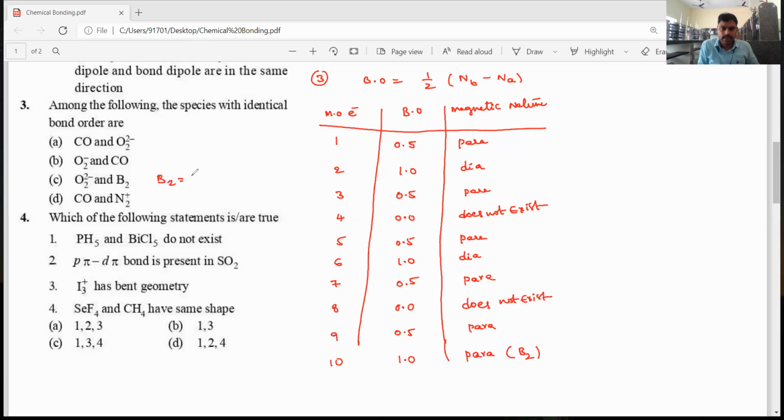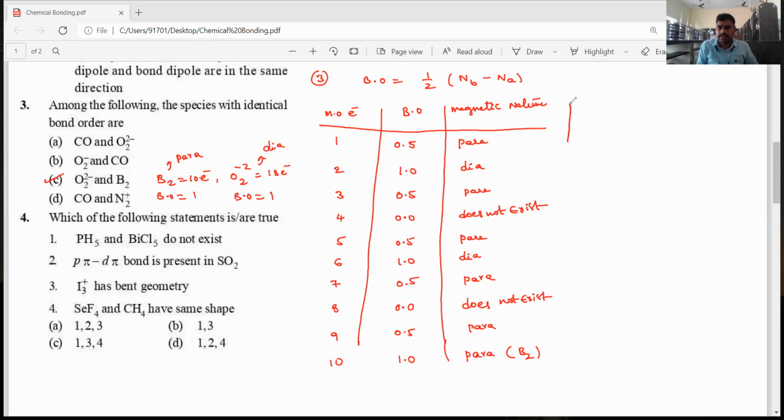For example, B2 has 10 electrons and is paramagnetic. O2 2 minus has 8 plus 8 is 16, plus 2 is 18 electrons. Both bond orders are equal to 1. But B2 is paramagnetic and O2 2 minus is diamagnetic. Here only identical bond orders are asked, so the answer is option C.